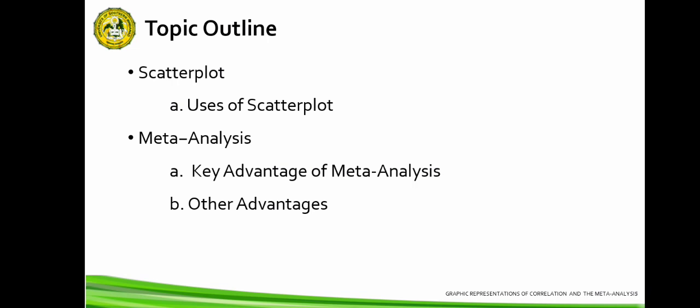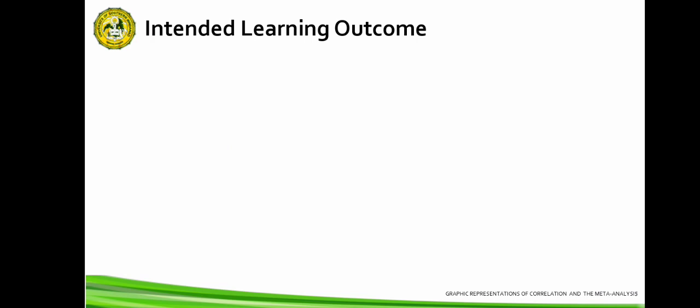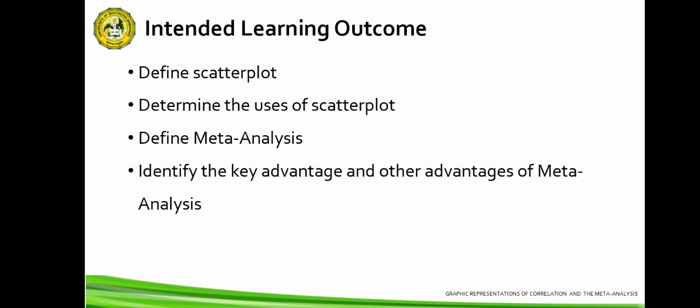First, for our topic outline, we will be discussing the scatter plot and the uses of scatter plot, then the meta-analysis, the key advantage of meta-analysis, and other advantages of meta-analysis. For our intended learning outcome, at the end of the discussion, the students are expected to define scatter plot, determine the uses of scatter plot, define meta-analysis, and identify the key advantage and other advantages of meta-analysis.